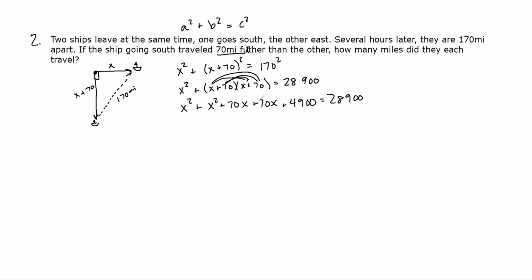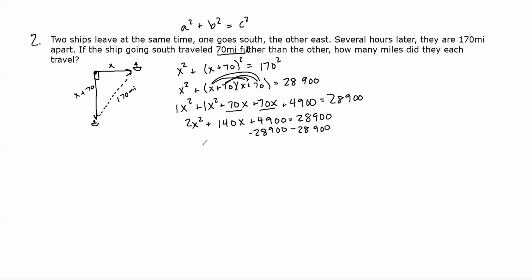Now, let's go ahead and simplify this and get it set equal to 0 because we have a quadratic equation. So x squared plus x squared is 2x squared, plus 70 plus 70 is 140x. Plus 4,900 equals 28,900. Now I want to make this equal to 0, so I'm going to go ahead and subtract 28,900 over to the left.